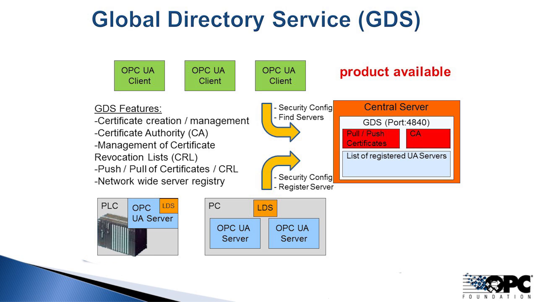In addition, the GDS has another functionality. It also handles certificates and distributes and rolls out the trust list for all the components. So it's also a central management point for all the trust relationships and the security information for the different OPC components in that network. This GDS can act as a certificate authority, and it can push and pull certificates into the other servers in the network, keep them up to date, and configure the security. There's already a product available on the market, and we expect more to come.